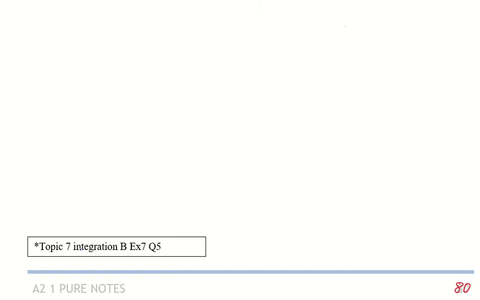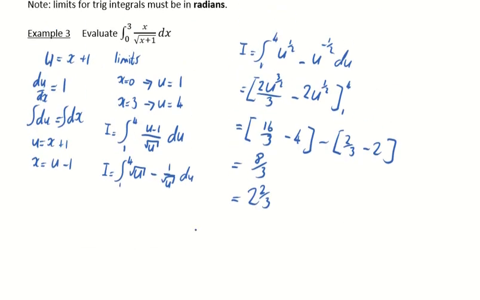Okay, you're now ready to do this exercise wherever it is. It's topic 7, Integration B, exercise 7, and question 5. So it's the same exercise you were on in the previous video, but it's just question 5 this time. Just put it back up here, and that's it.